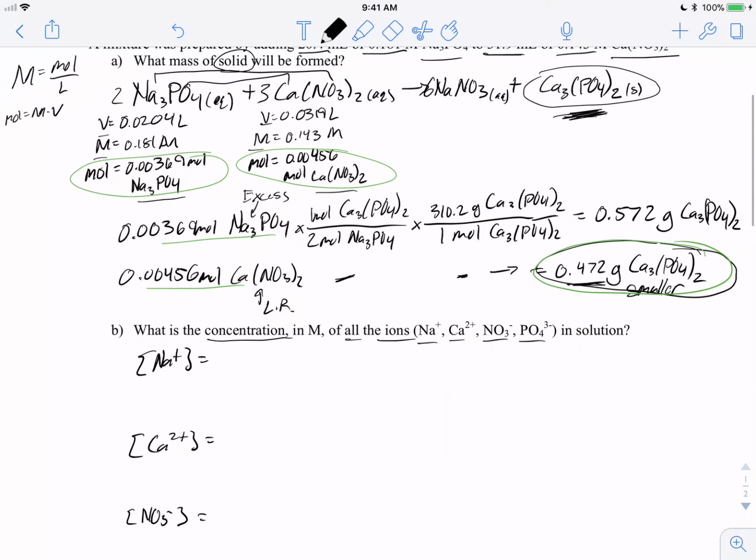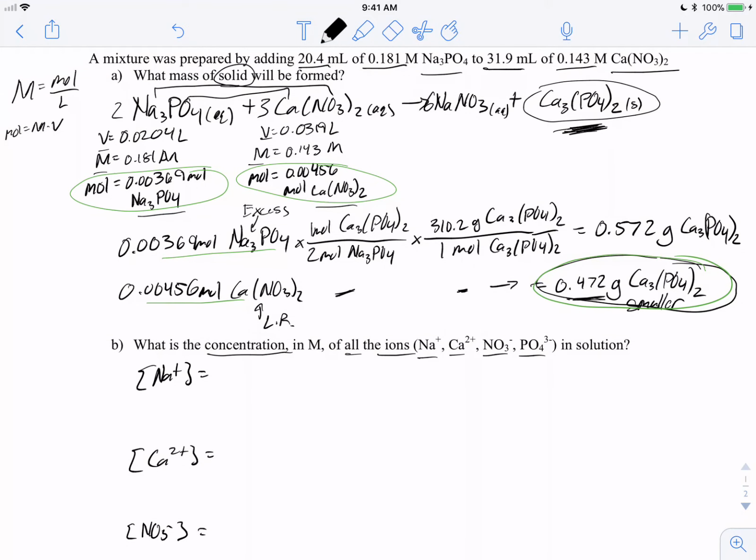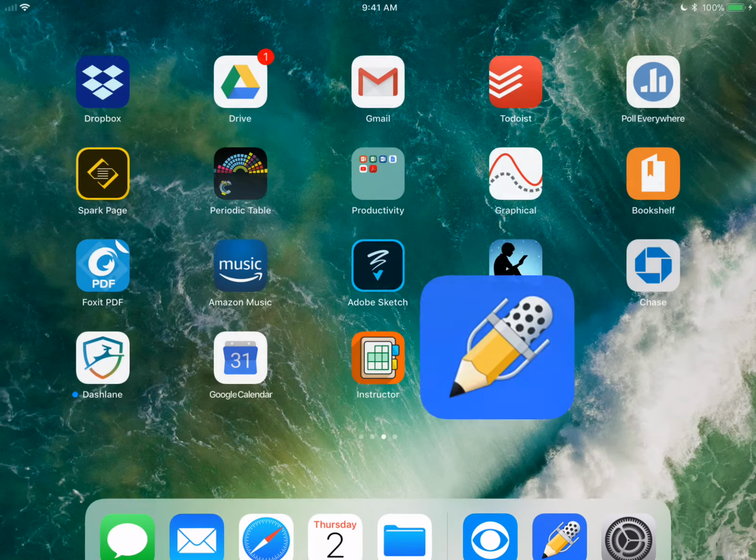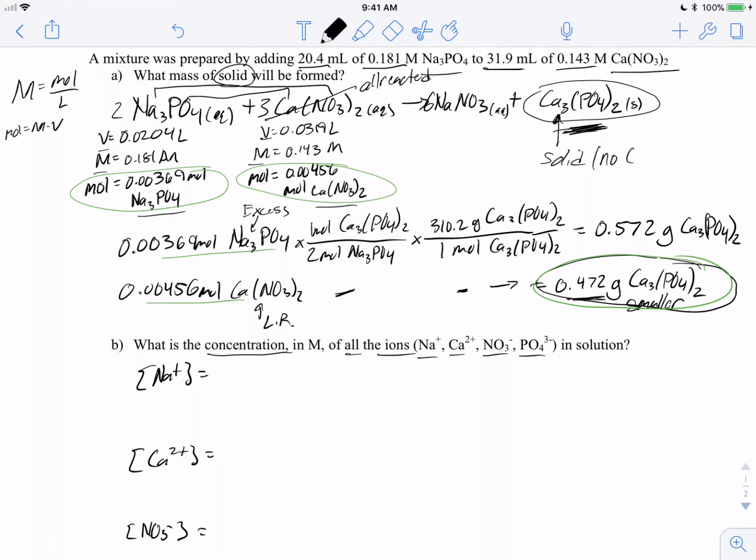So let's go back to our reaction up here, where we identified that our calcium nitrate is the limiting reactant. If we go back to our reaction, we could see that all of that calcium nitrate is reacted away. There's nothing left. So where are all of our calcium ions? All of our calcium ions are now in the solid, which means there are no calcium ions in solution. They've all been pulled into this solid.